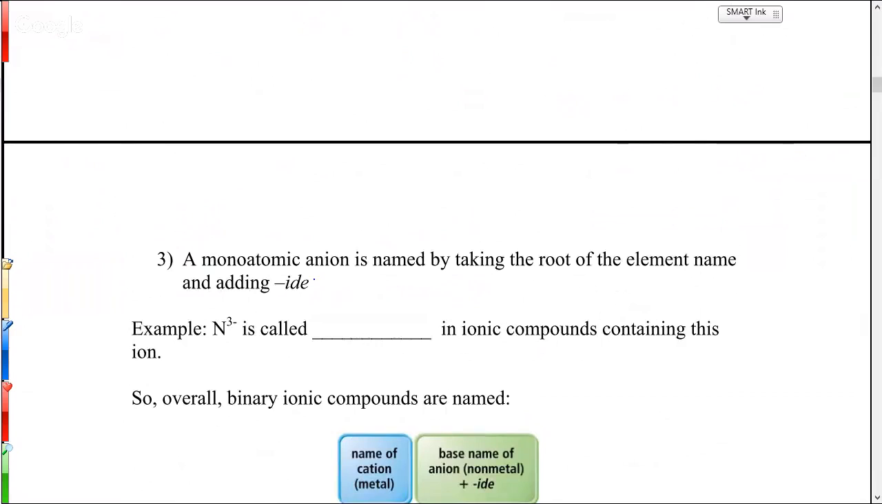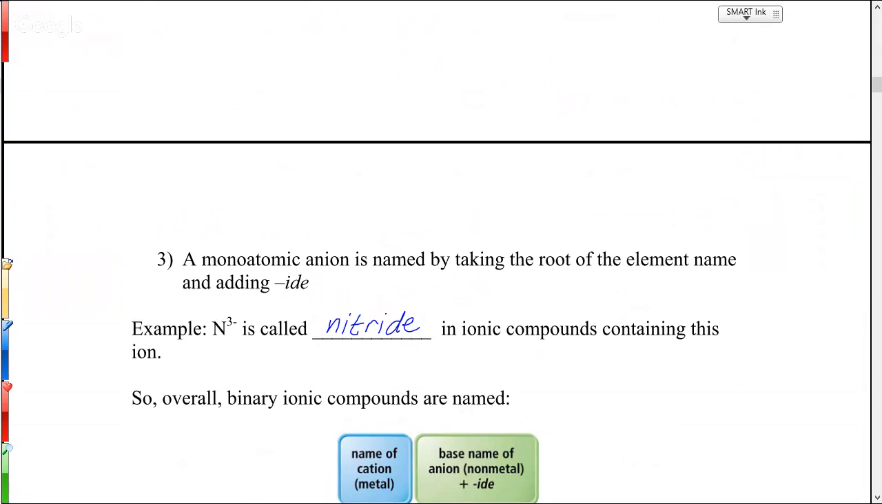But then the anion is named by cutting off the end of it and putting ide, I-D-E. So instead of nitrogen 3-, we call that nitride. Instead of oxygen, we've got oxide. Instead of chlorine, we've got chloride. Instead of selenium, we've got selenide. So they are predictable in that they always take that ide. They're not predictable in that it's not always the same how they're cut off. So that's just something that comes with practice, and it's not something that I would mark wrong necessarily.